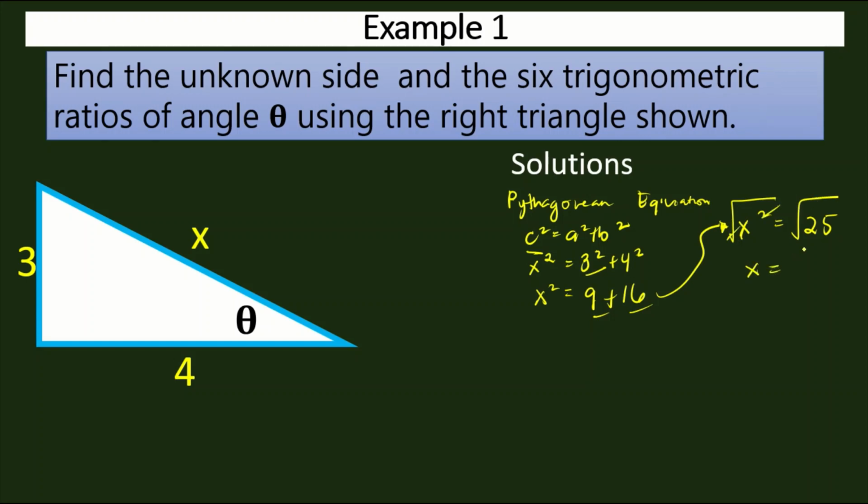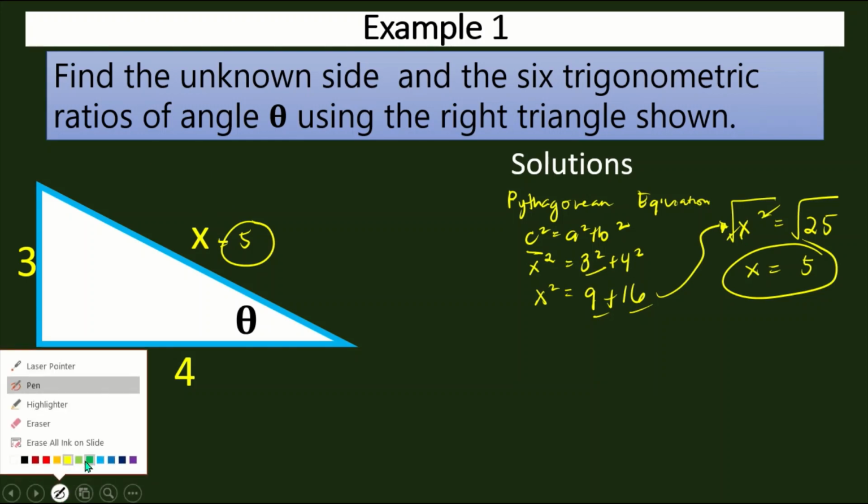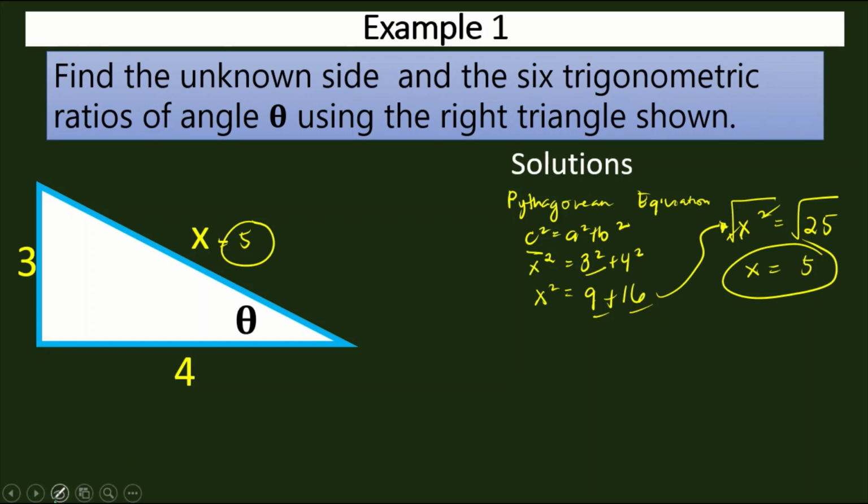So, x is equal to square root of 25, that is 5. So, the measurement ng ating hypotenuse is 5. So, nakumpleto na natin yung ating measurement ng sides. So, pwede na nating makuha ang trigonometric ratios ng theta natin dito sa ating triangle.